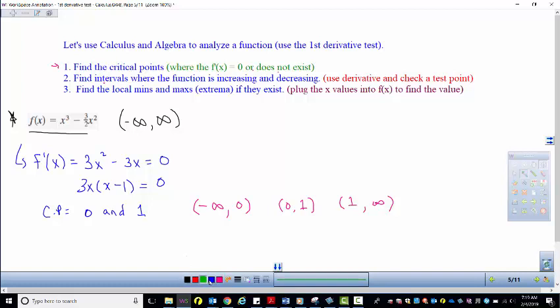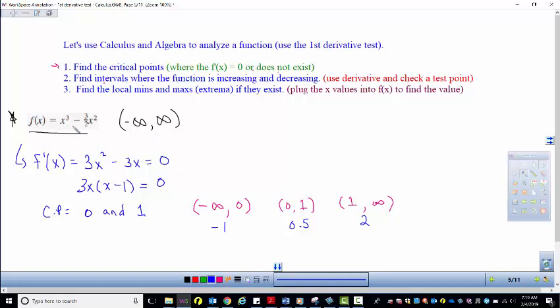All right, then what you're going to do is put in a test point. A test point here would be -1. A test point is anywhere in the interval. A test point here would be maybe 0.5, and a test point here would be 2. And with this test point, this is the first derivative test, that's what you're doing here.